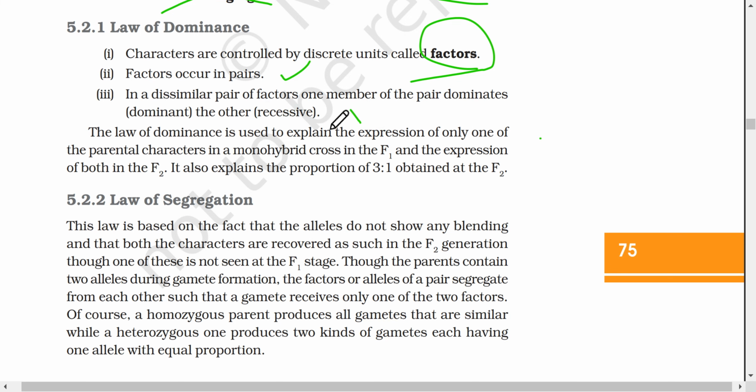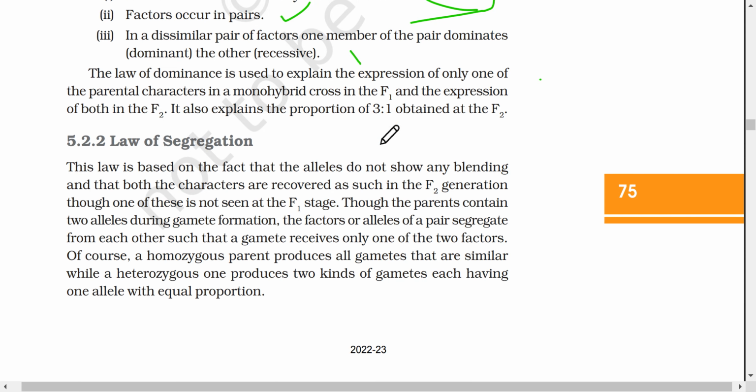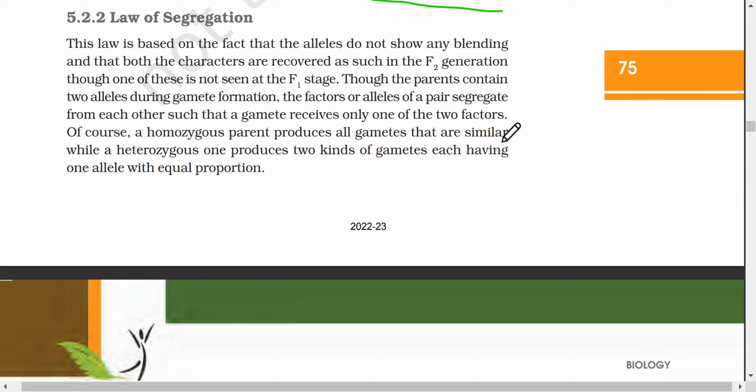एक डोमिनेंट है दूसरा रिसेसिव है। The law of dominance is used to explain the expression of only one of the parental characters in a monohybrid cross in the F1 and the expression of both in the F2. It also explains the proportion of 3:1 obtained at the F2. What is now the law of segregation?